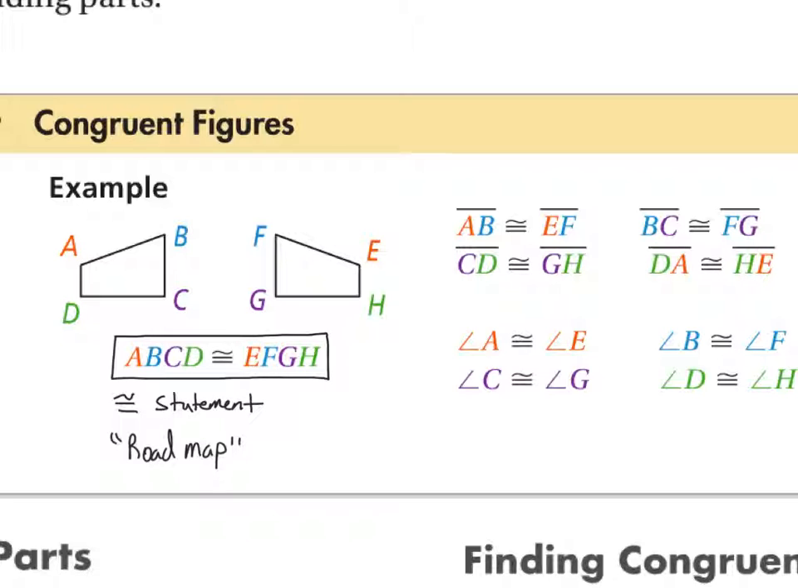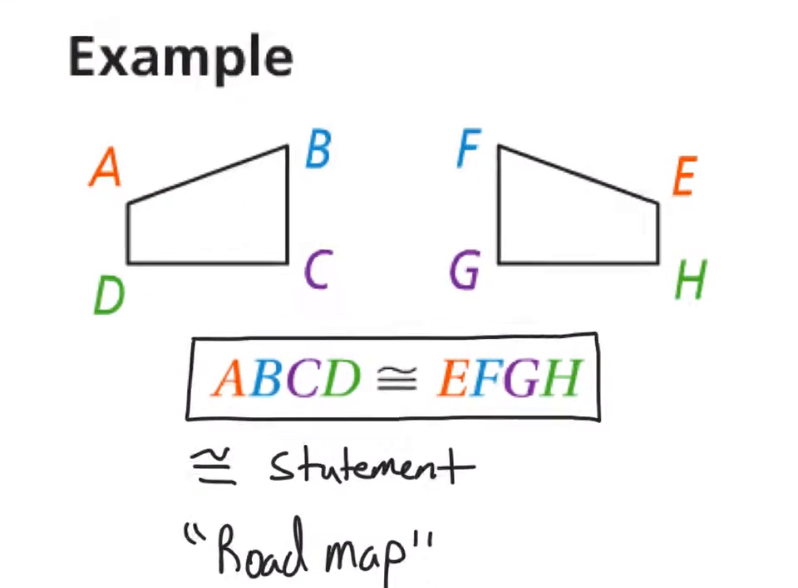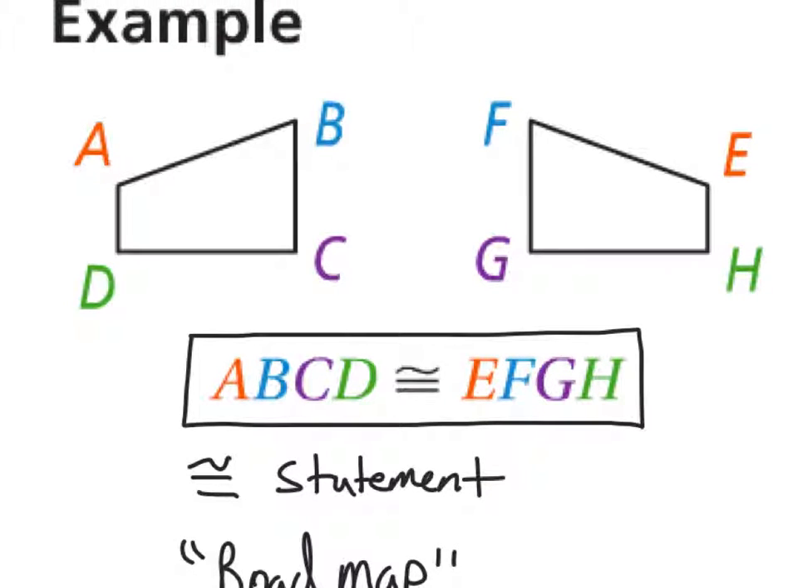Because first off, looking at the roadmap, I can immediately see that angle A is congruent to angle E, because they show up in the same spot in that roadmap. I know that angle B is congruent to angle F, again, because they show up in the same spot. Angle C is congruent to angle G, and angle D is congruent to angle H. Okay? That is stated in that congruence statement. The line segments are also stated in the congruent statement.